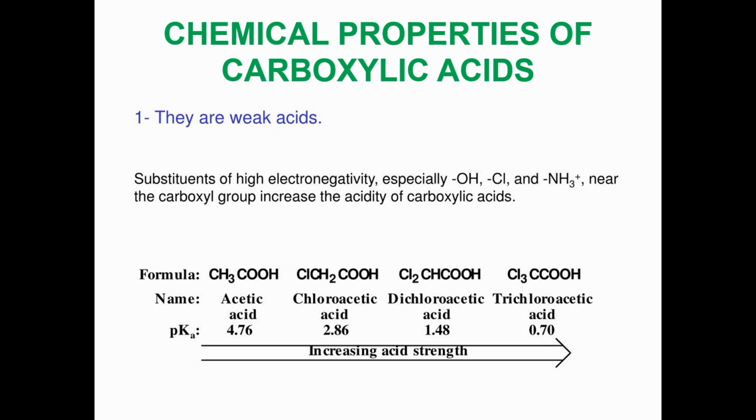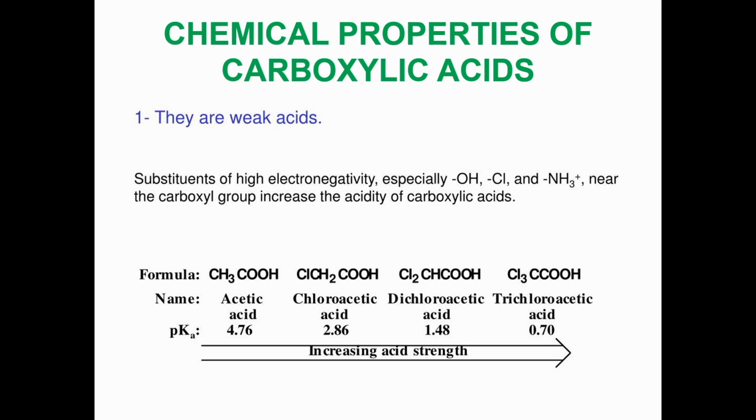That is why this also can be validated from the pKa. Remember, the lower the pKa, the more the acidity. The closer this halogen to carboxyl functional group, the stronger the acid. And the more the number of the halogen on the carboxylic compound, the higher the acidity.